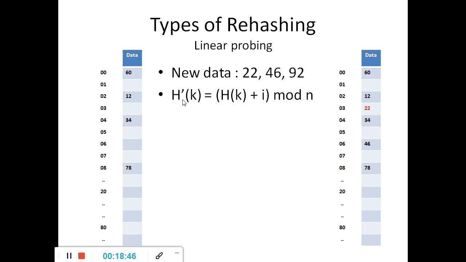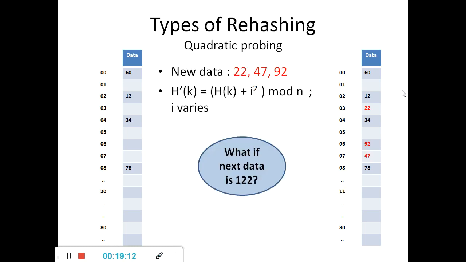The value of h dash of k indicates the modified hashing function, and it is defined as h of k plus i mod n. It is quite easy to understand that if the next successive set of locations is also taken by some other data, we keep on exploring the locations, and that is going to lead to performance issues.